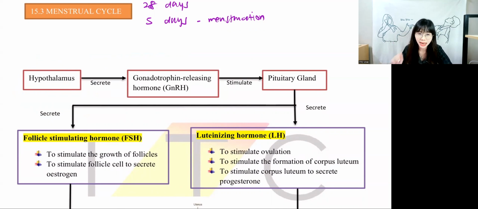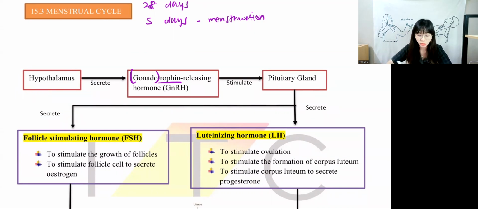Hypothalamus will secrete a hormone called gonadotropin releasing hormone. What is the meaning of gonad? Gonad means reproductive organs. Tropin means release. So this gonadotropin releasing hormone is to control the reproductive organs, I would say, okay? It's called gonadotropin releasing hormone.